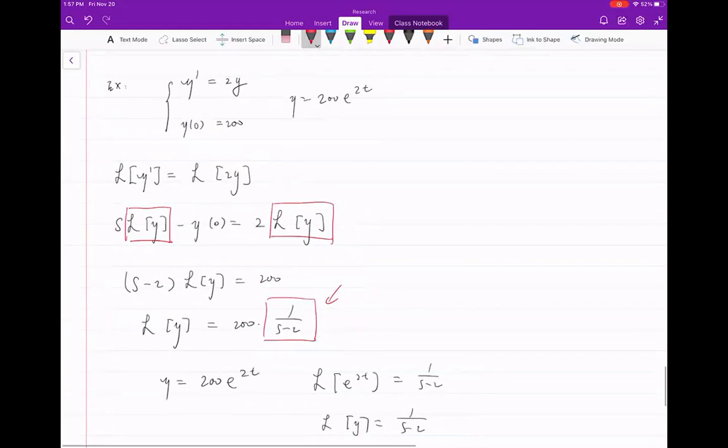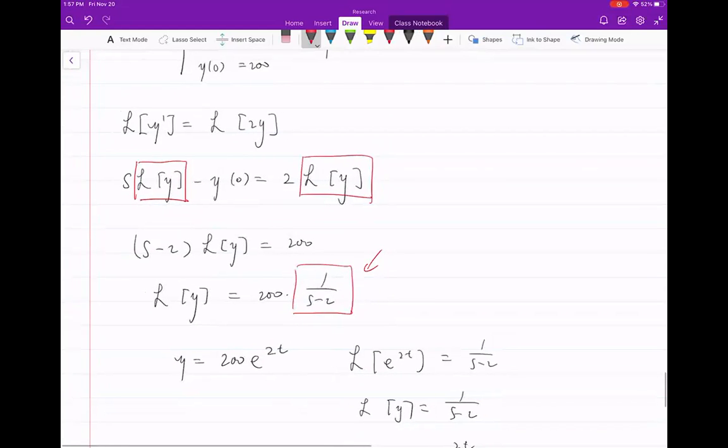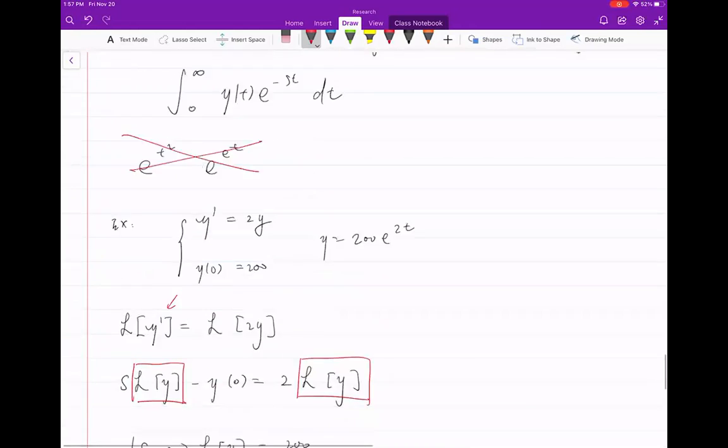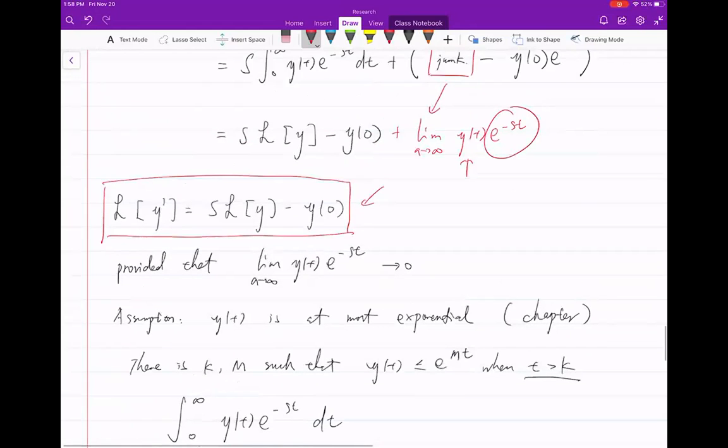Okay. Does everything make sense here? It's beautiful. Through the process, did you ever handle integration or derivative? No, you just handled algebra, right? Where did the derivative go? The derivative was here. But with this nice property, if you have a derivative, it's equal to not having the derivative, but adding an s and a minus y(0).